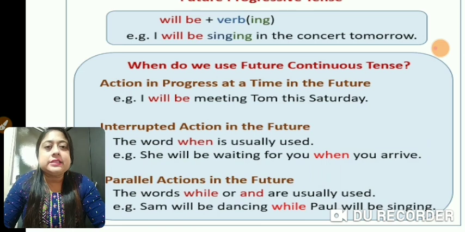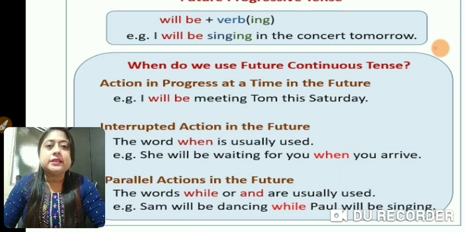Next, interrupted action in the future. For example, she will be waiting for you. When will she be waiting? When you arrive. So we usually use when in these types of sentences.